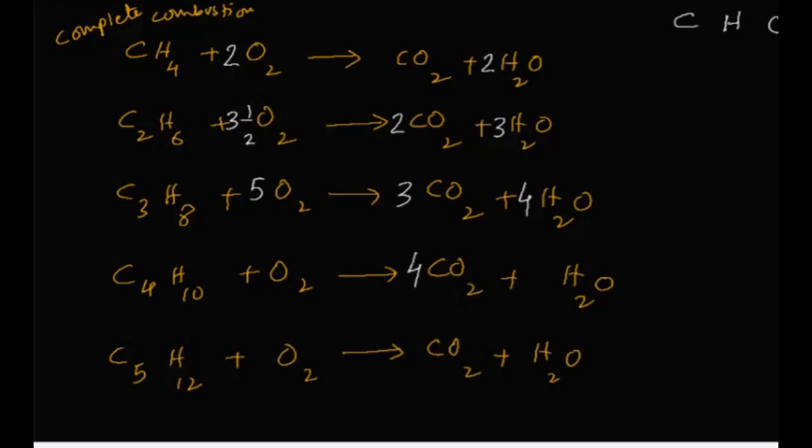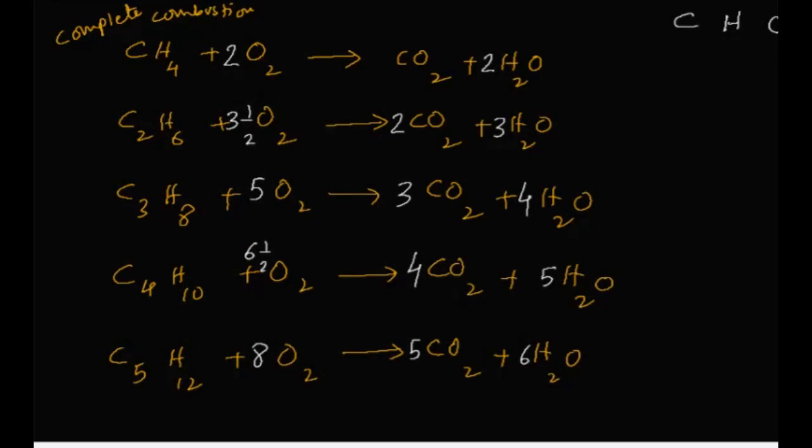Now, 4 carbon, you can put 4 before carbon dioxide, 10 hydrogen, you can put 5 here, 8 plus 5, 13. So if you want to balance this, you can write 6.5. Then 5 carbon, so you can put 5 here, hydrogen 12, you can put 6 here, 10 plus 8, 16. So you can put 8 here. So these are the balanced chemical equations. I have balanced by taking 1 mole of every alkane.